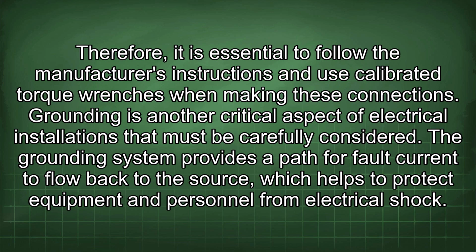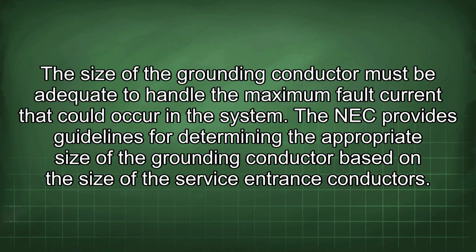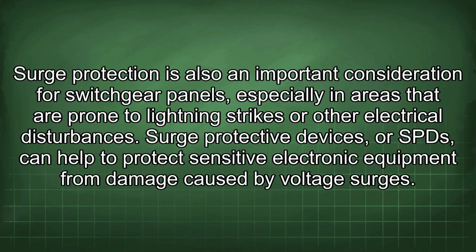Grounding is another critical aspect of electrical installations that must be carefully considered. The grounding system provides a path for fault current to flow back to the source, which helps to protect equipment and personnel from electrical shock. The size of the grounding conductor must be adequate to handle the maximum fault current that could occur in the system. The NEC provides guidelines for determining the appropriate size of the grounding conductor based on the size of the service entrance conductors.